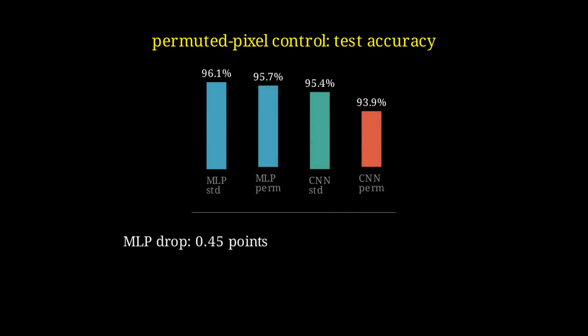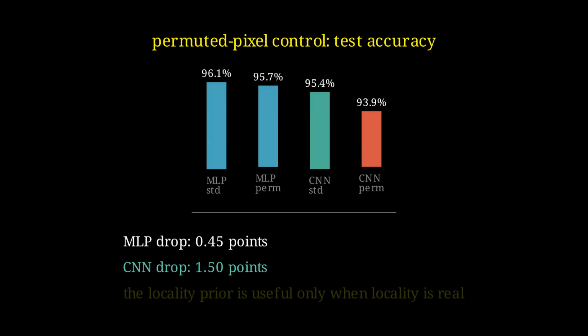Here is the honest part, the trained result we measured rather than the one we wish for. On the standard digits, the plain multi-layer network is at 96.1% test accuracy. After the fixed pixel shuffle, it is still at 95.7%. It barely flinches because it never had a spatial prior to lose. The convolutional network starts at 95.4 and falls to 93.9. That is the larger drop. Its locality bet, its whole advantage, is now actively wrong about the data in front of it.